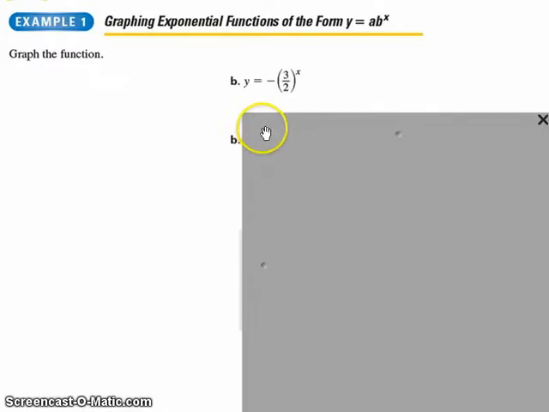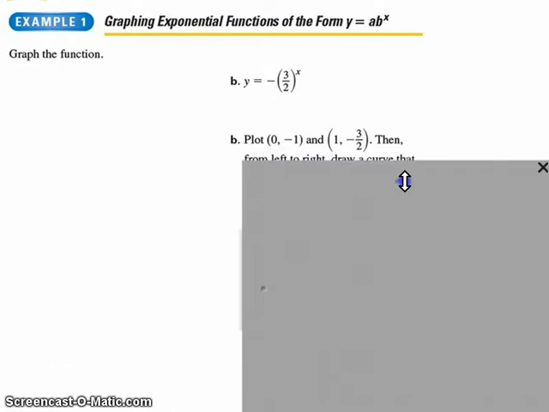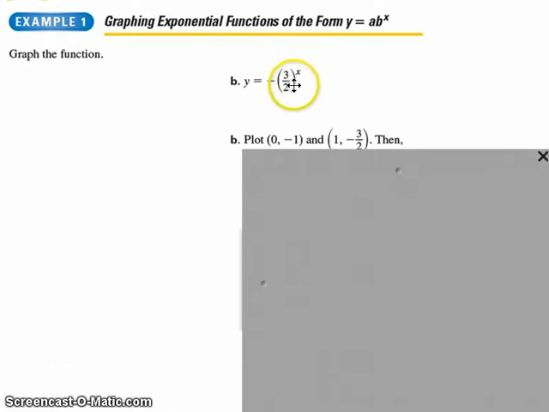And then they give an example 1b. The only change here, and now we start talking about what happens when you have a negative coefficient. Instead of 1/2 times this, you've got 3/2 to the x power, but it's times a negative. So again, plug in 0 for x. 3/2 to the 0 power is still 1, so that's -1. And 3/2 to the first power is 3/2, so the y value is going to be -3/2.